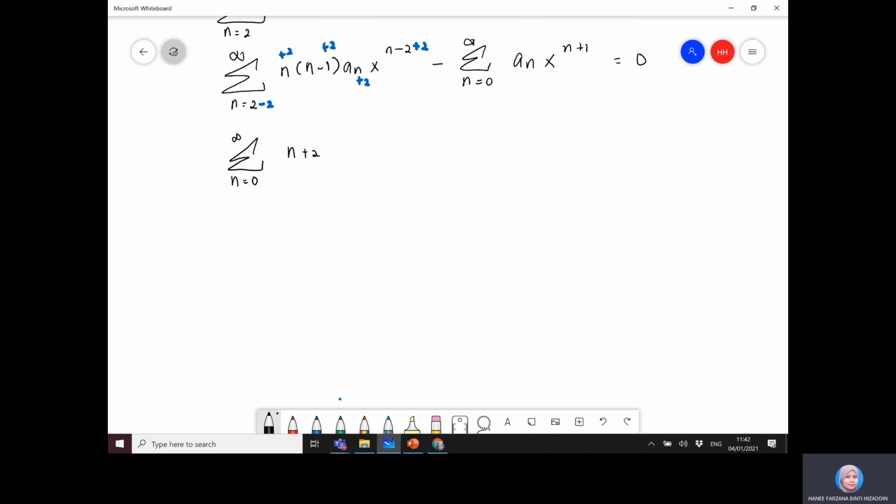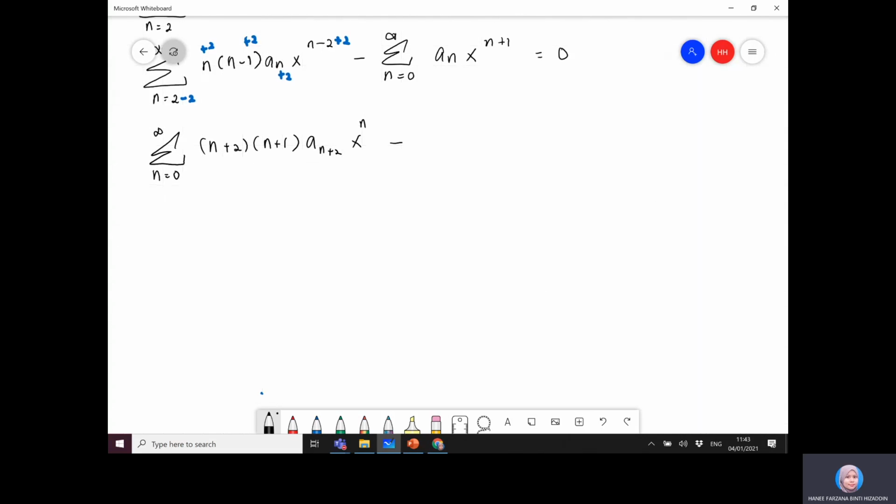And then n plus 2, and minus 1 plus 2 becomes plus 1, and then a n plus 2, then x to the power of n. Okay. Then I'll do the same, I'll shift the index in the second term here. So here I want to minus 1. So everything I have to minus 1, but here I have to add 1. So here n equals to 1 until infinity, a n minus 1 x n equals to 0.